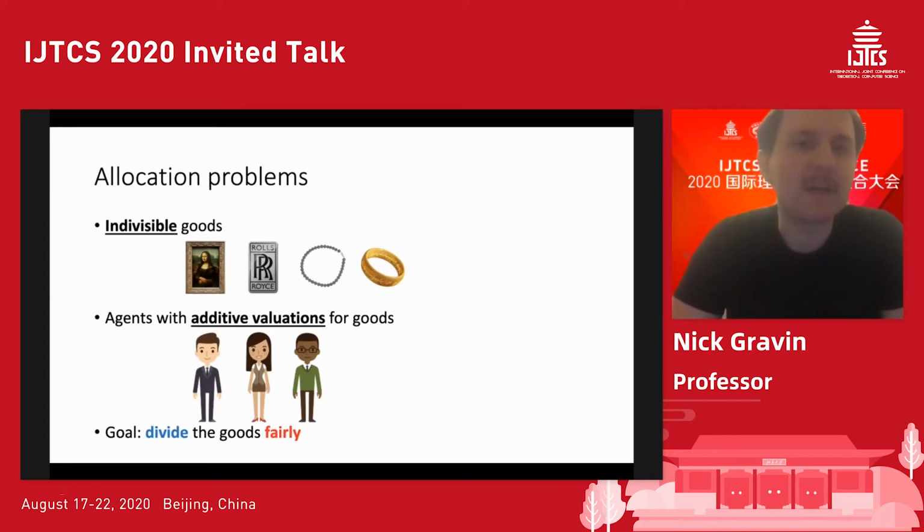Okay, so we're talking about a very simple allocation problem. So we have a set of indivisible goods. You can think of somebody giving an inheritance, and we want to divide these goods between a set of agents, or people who came into the inheritance. We will be talking about very basic additive evaluations. I will soon explain what it is. It's very simple, and generally we're interested in division of these goods in a fair manner.